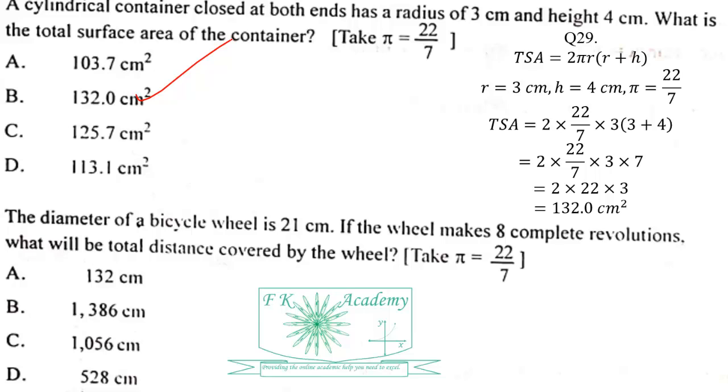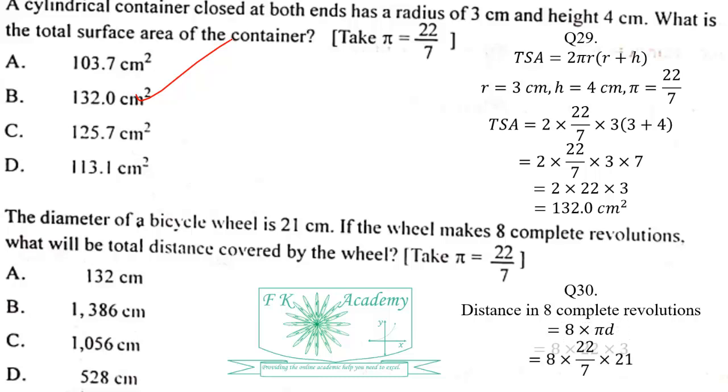The diameter of a bicycle wheel is 21 centimeters. If the wheel makes 8 complete revolutions, what will be the total distance covered by the wheel? Take pi equal to 22 over 7. So 8 complete revolutions will be 8 times the circumference, which is pi times diameter, and that will give us 8 times 22 times 3, which is 528 centimeters.